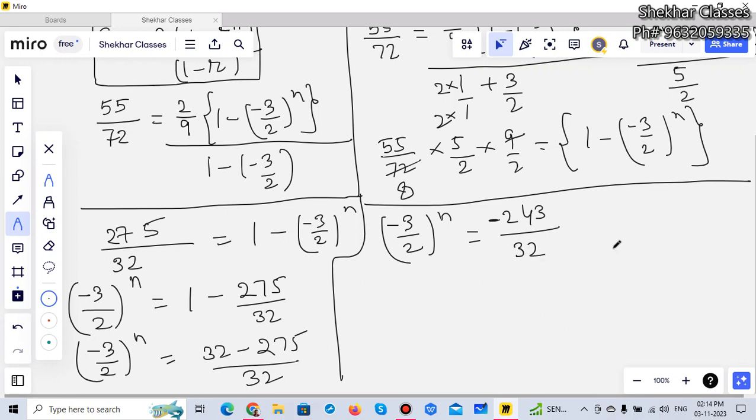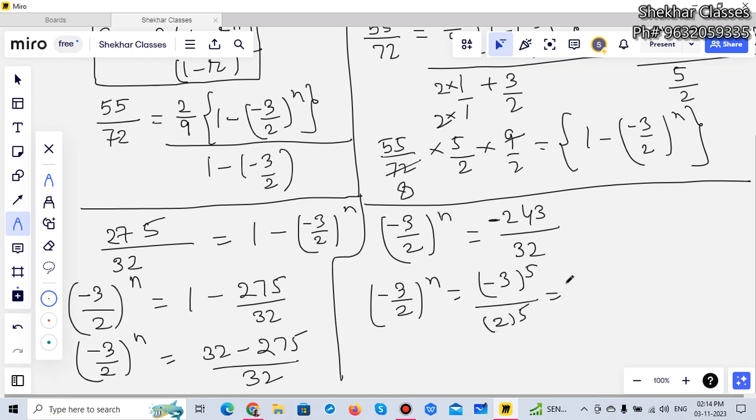Now this is about practice. When you practice as much, then you will be able to know what to do in it. So what is the power of a number which gives you 32 here? If you factorize 32 you will get 2 to the power 5. So possibly 243 also will be a power of 5 of a certain number. So in fact it is minus 3 to the power 5. So you have to solve it here. So it will be minus 3 upon 2, the whole power n is equal to minus 3 to the power 5, upon 2 to the power 5.